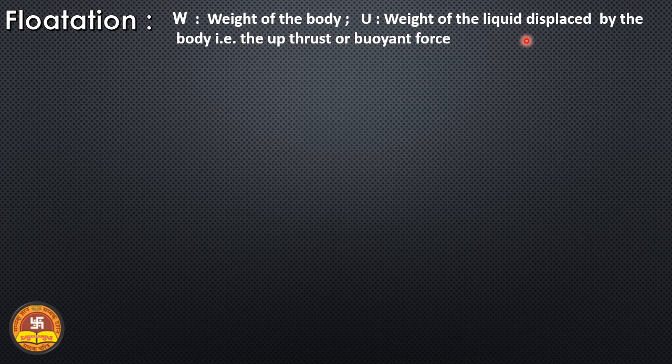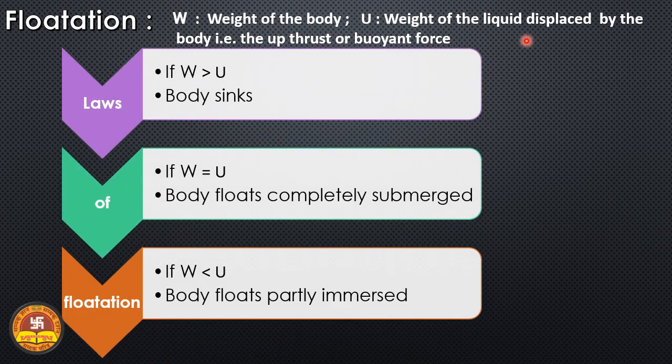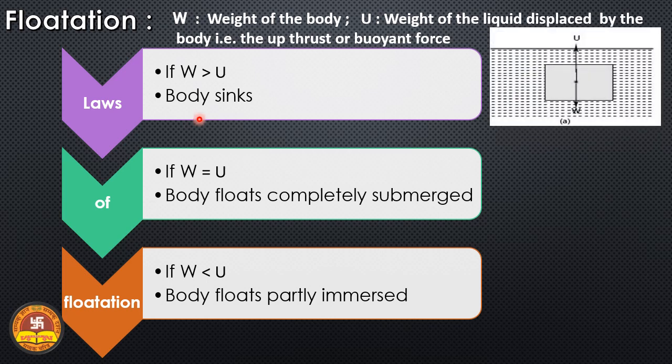Now there are three laws, or rather three conditions, depending on which a body floats or sinks in a liquid. First, if W becomes more than U, meaning the weight of the body becomes more than the upthrust. That means the downward force is more than the upward force. So obviously the body sinks. As you can see here, downward force more than upward, so it sinks.